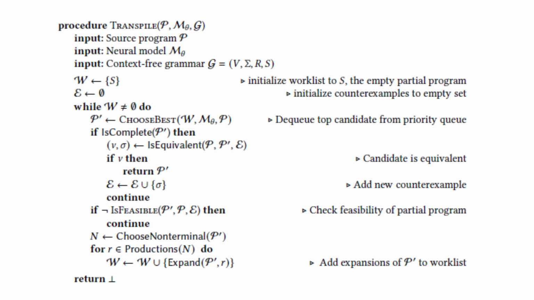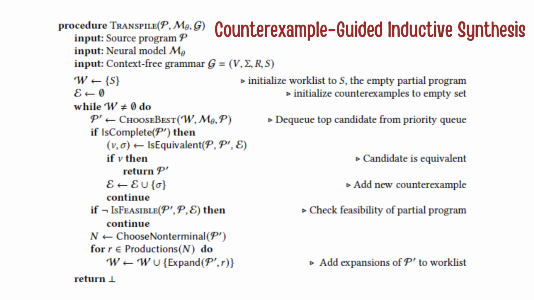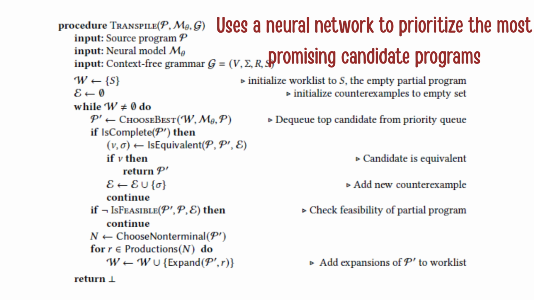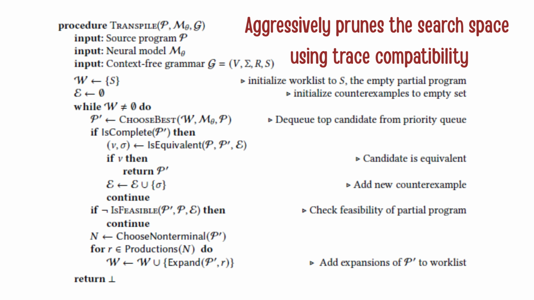The algorithm follows the well-known counterexample-guided inductive synthesis framework. However, compared to traditional CEGIS, it introduces two important improvements. First, instead of searching blindly, it uses a neural network to prioritize the most promising candidate programs. Second, instead of exploring every candidate to completion, it aggressively prunes the search space using the trace compatibility ideas we discussed earlier.